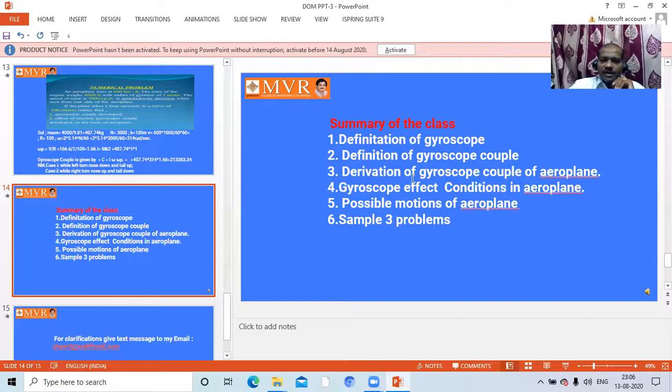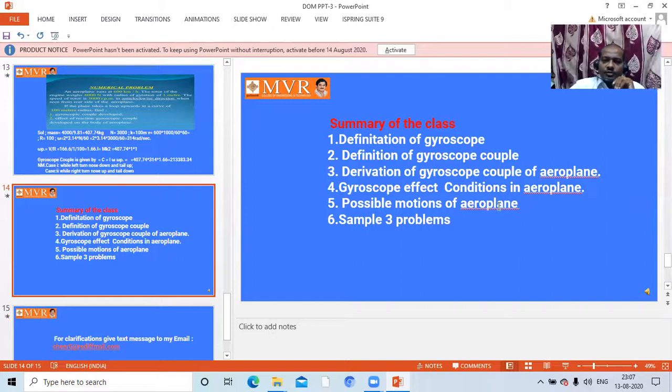Next, derivation of the gyroscopic couple of an aeroplane. It is C is equal to I into omega p. Gyroscopic effect conditions in aeroplane. How many conditions are there? Basically total 8 conditions. Conditions depend upon first the direction of rotor, that is anti-clockwise or clockwise. Next condition is we are seeing from the rear end, then left turn or right turn. Next, if we are seeing from the front end, whether the aeroplane is taking a left turn or right turn.